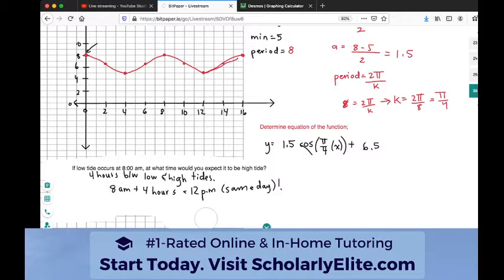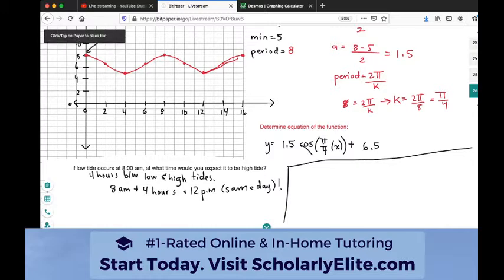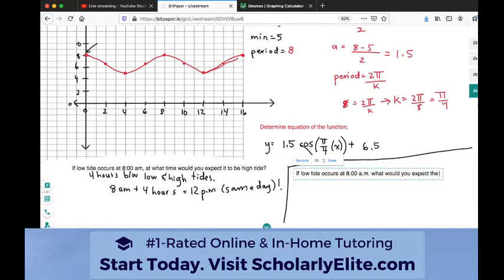Keep on erasing over here. Now this is where things get real interesting. So I'm gonna make a little box here. So let's say if low tide occurs at 8 a.m., what would you expect the height of the water to be at 6 a.m. the next day? These are the type of questions that teachers love to give.